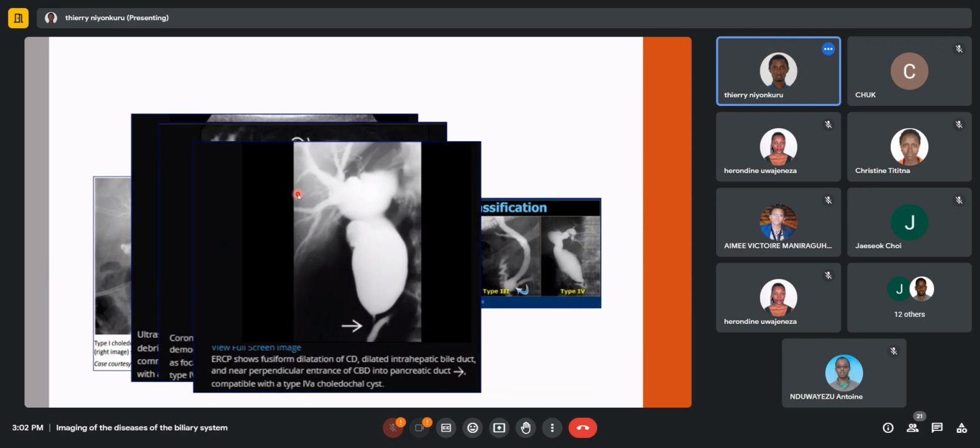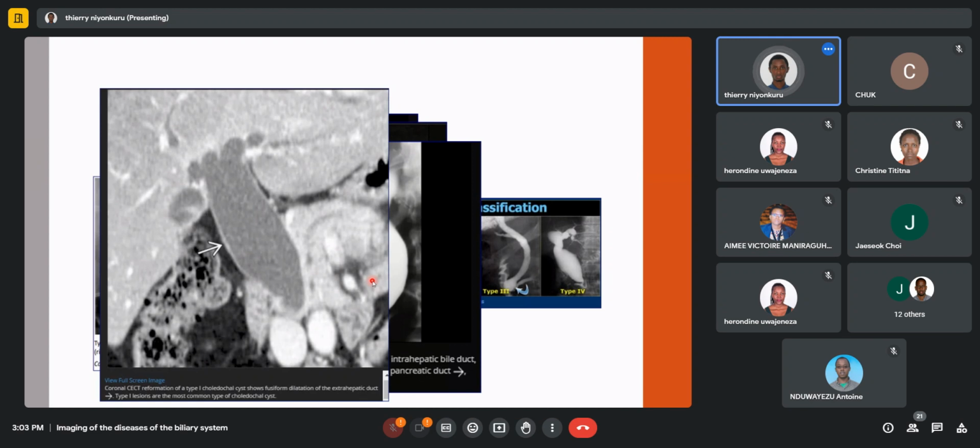On ERCP, we can visualize this fusiform dilatation of the common bile duct, and we can visualize the intrahepatic duct with fusiform dilatation at the entrance of the common bile duct into the pancreatic duct. This will also be type 4 choledochal cyst, because it has reached the intrahepatic bile duct. On coronal CT, this is an enhanced CT scan where we can visualize this fusiform dilatation of the extrahepatic bile duct, which is characteristic of type 1 choledochal cyst.